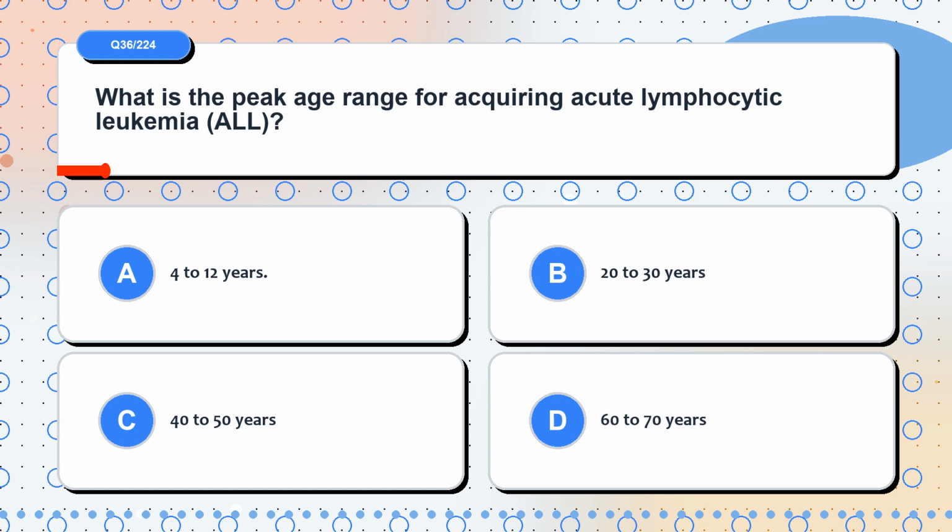Question 36. What is the peak age range for acquiring acute lymphocytic leukemia, ALL? Here are the options. Option A. 4 to 12 years. Option B. 20 to 30 years. Option C. 40 to 50 years. Option D. 60 to 70 years.